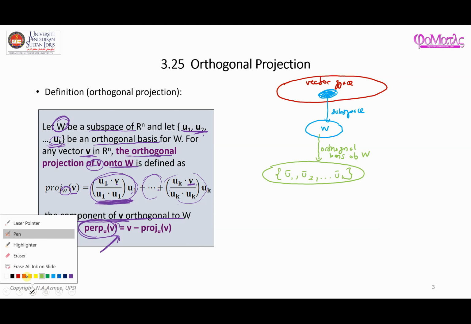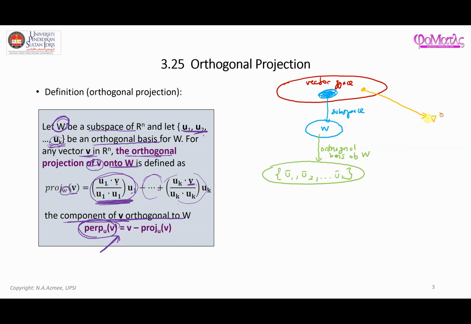Now imagine that somewhere here there is a vector. So in this vector space there is a vector. So v here is a vector. How can you project v onto W? How can this v here be projected onto W? So, project to W.